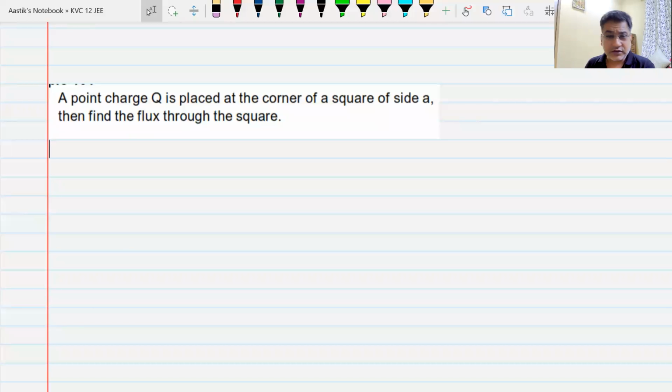This one, the diagram is not given, and I don't wish to give the diagram as well. What is the flux through this?